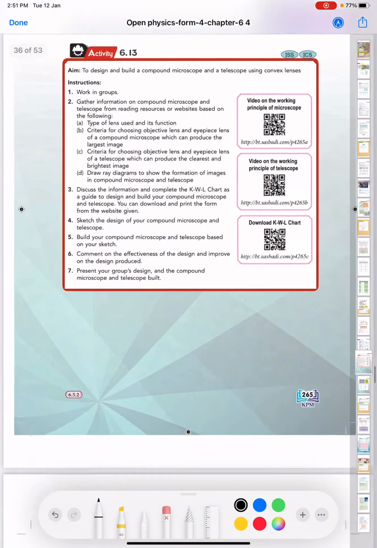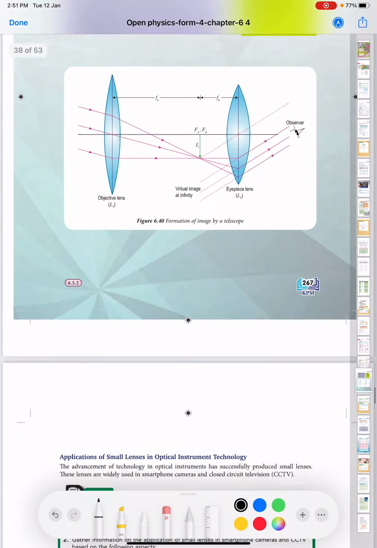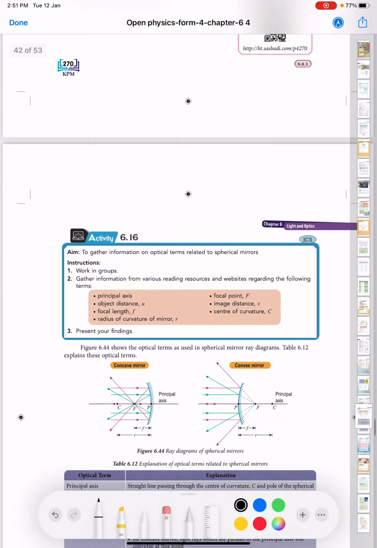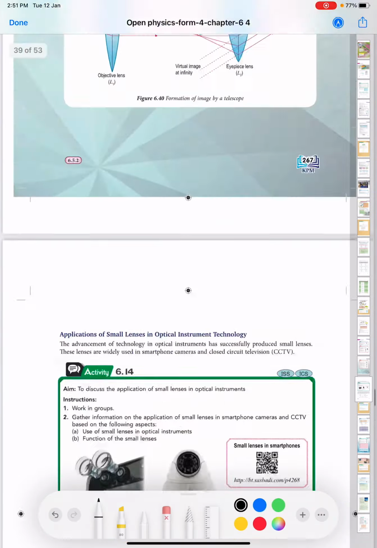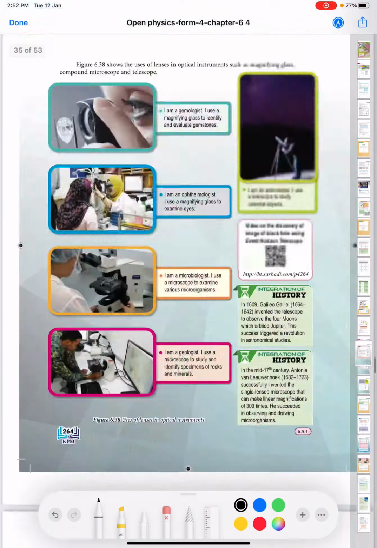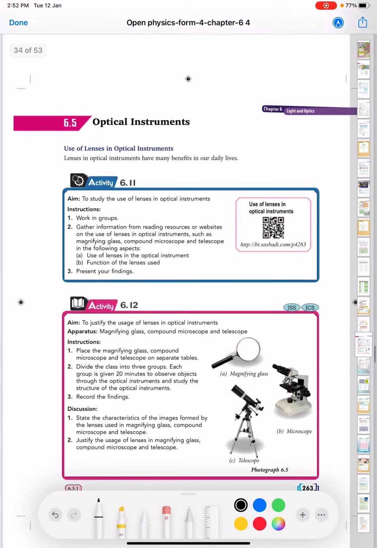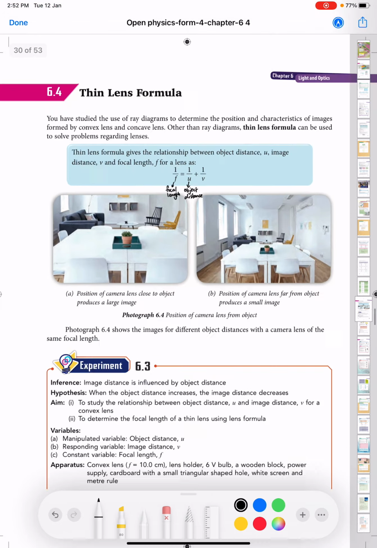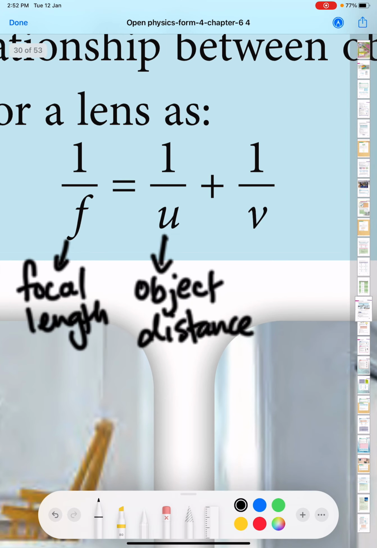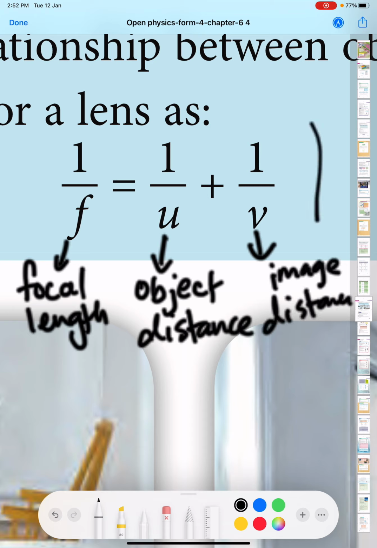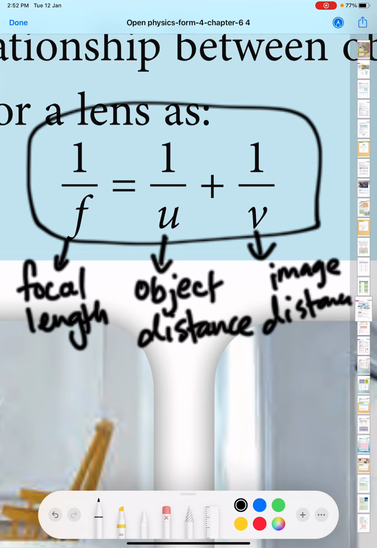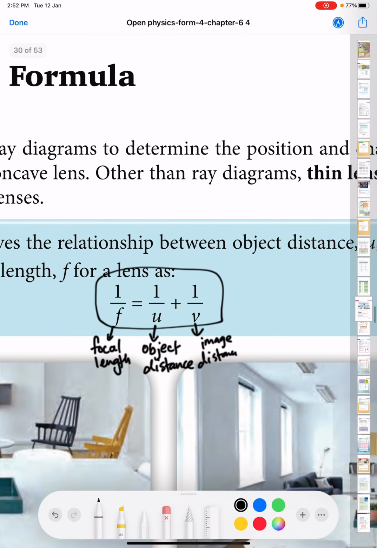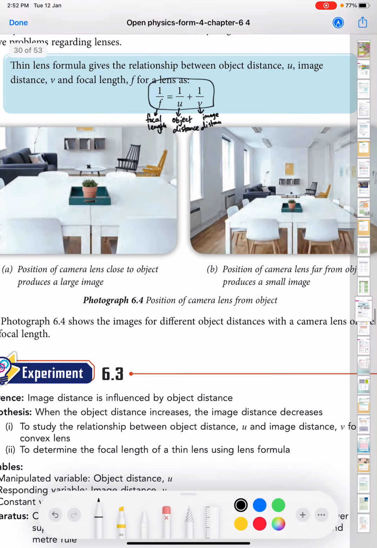Let's go back to the thin lens. It looks like we have jumped a few pages. So this is v, the image distance. When you have this kind of formula, it is called the thin lens formula.